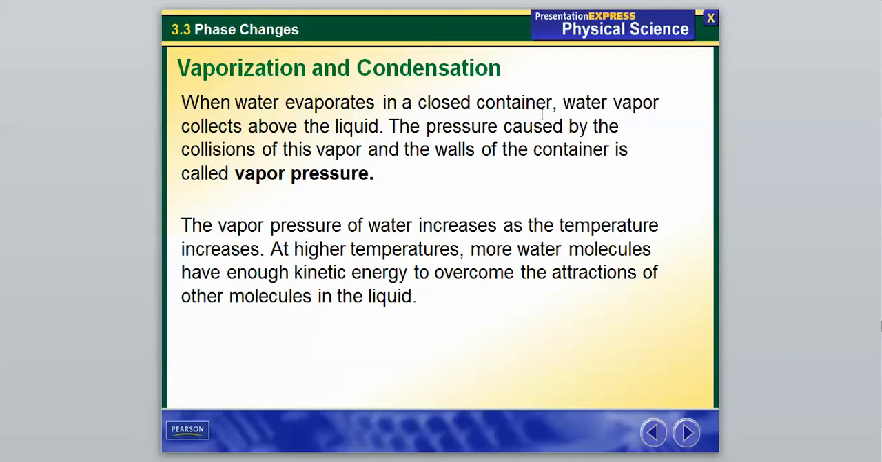When water evaporates in a closed container, water vapor collects above the liquid. If we had some water in a closed container and put it at higher temperatures, we could notice this. The pressure caused by the collisions of this water vapor with the walls of the container is called vapor pressure. The vapor pressure of water increases as the temperature increases, because at higher temperatures more water molecules have enough kinetic energy to overcome the attractions of other molecules in the liquid. We'll talk about this a little more in class.